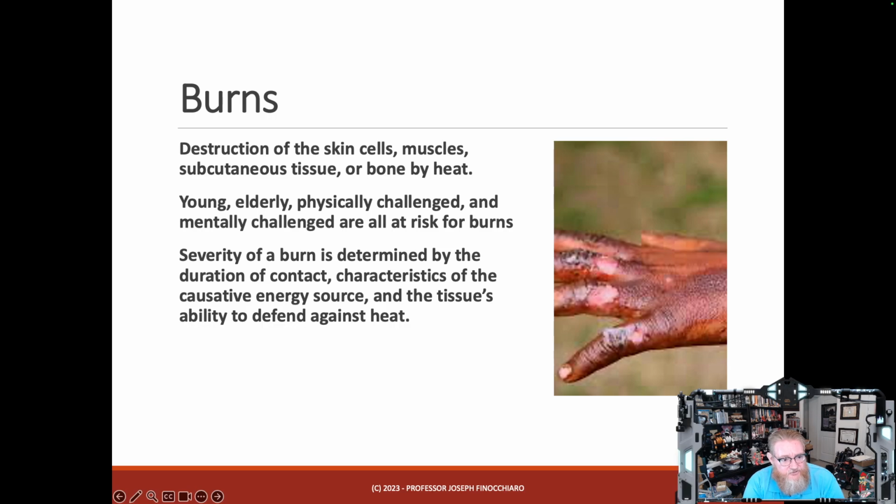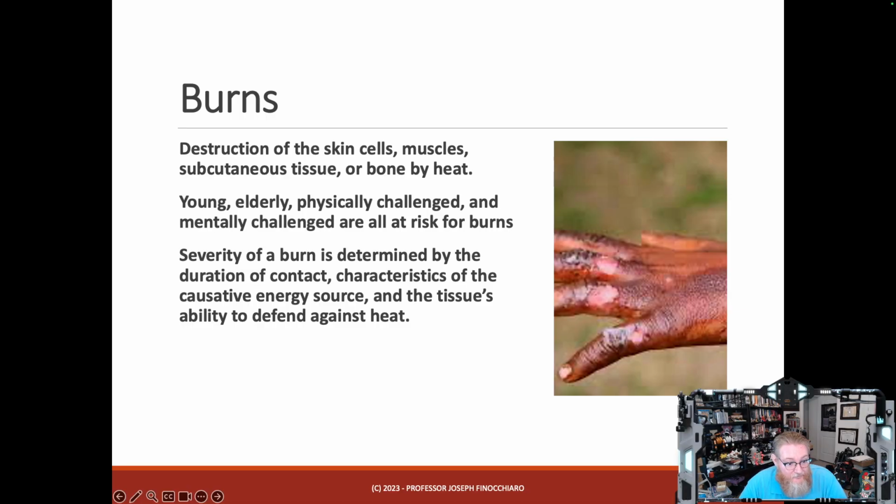Burns. Destruction of the skin cells, muscles, subcutaneous tissue, or bone by heat. Young, elderly, physically challenged, and mentally challenged are all at risk for burns. If you haven't listened to the embalming lectures, there is a playlist for that, and one thing you will see time and time again is young, elderly, physically, mentally challenged all typically fall into a category of at-risk individuals. So, whenever you see something like young, elderly, or physically challenged, kind of just mentally make a note, it falls into people at risk, and that will always help you remember what parties are part of that group.